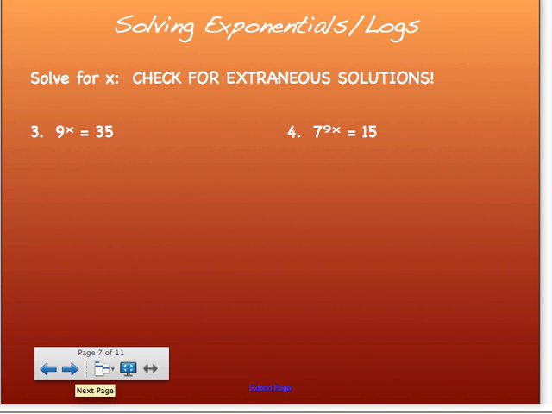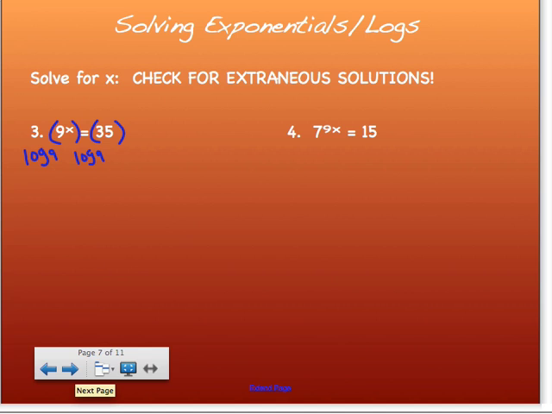If I want to get rid of that base 9, I know from previous slides, what if I throw a log in front of it? In other words, what if I take the log base 9 of the entire left side? And if I do it to the left, to be fair, I also have to do a log base 9 of 35 on the right.